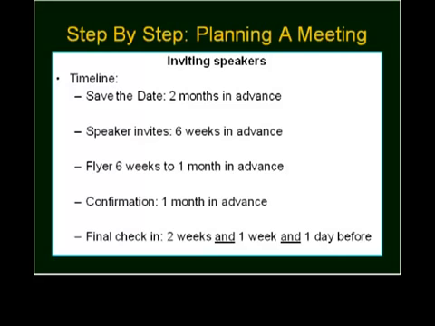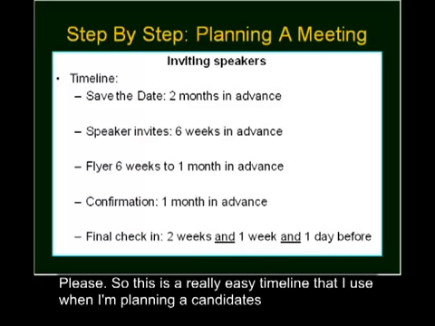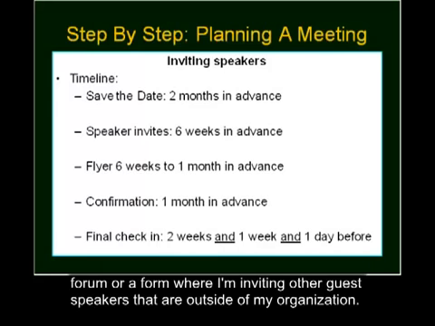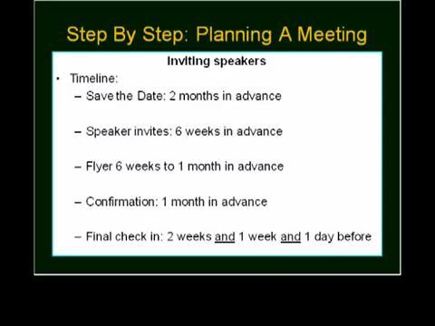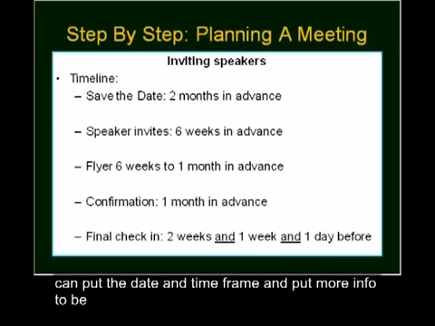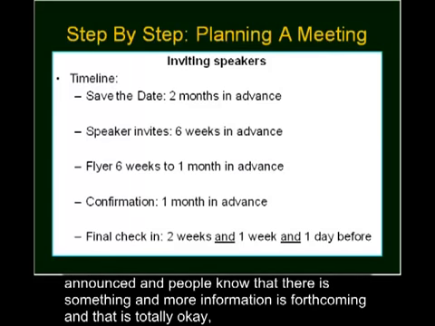So this is a really easy timeline that I use when I'm planning a candidates forum or a forum where I'm inviting other guest speakers that are outside of my organization. Sending out a save the date at least 2 months in advance works really well. Of course, you can do it in less time than that, but a save the date is really easy because you can just put the date and the time frame and put more info to be announced, and people know that there's something and more information is forthcoming, and that's totally okay too.